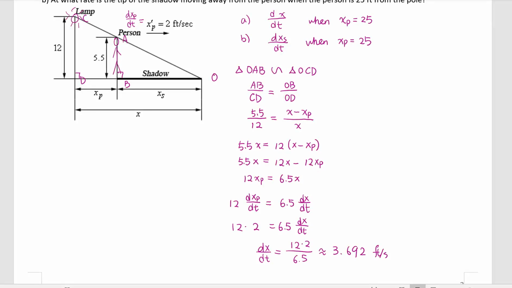How about part B? Well, for part B, we want to find the rate of change of xs. So we want to find the relationship between xs and the other known variables, which are xp and x. What is xs? From the picture, we can see xs equals x minus xp, right? And then we're ready to differentiate. So we take the derivative with respect to time.